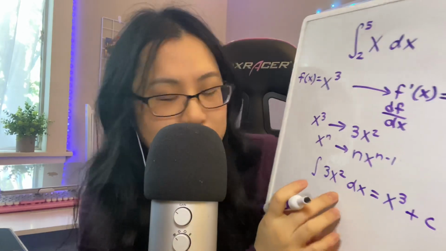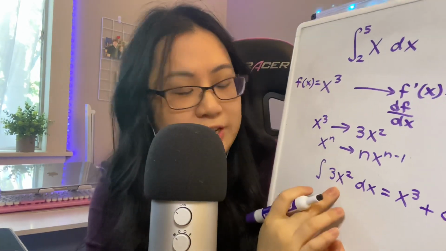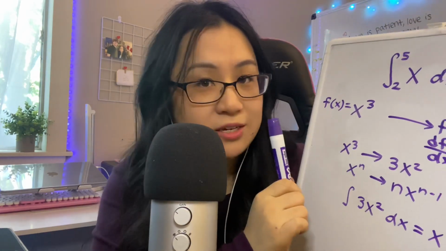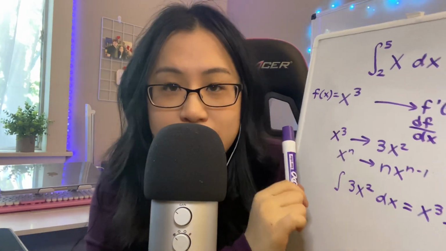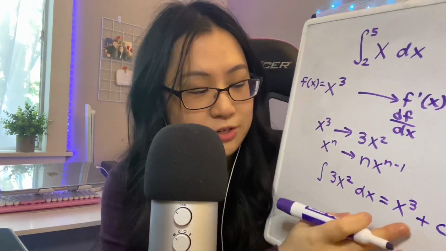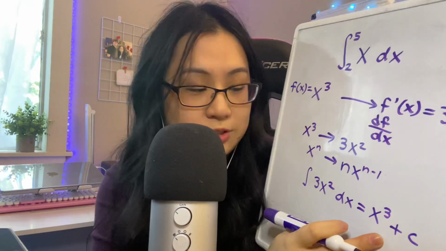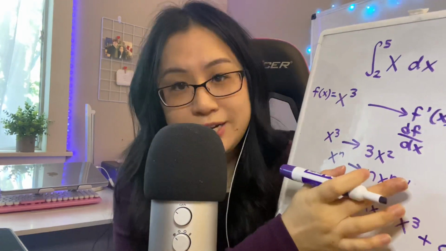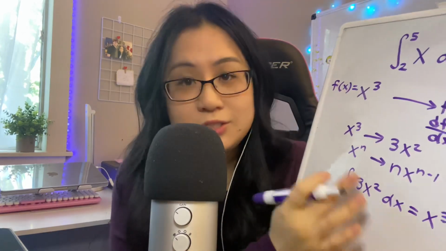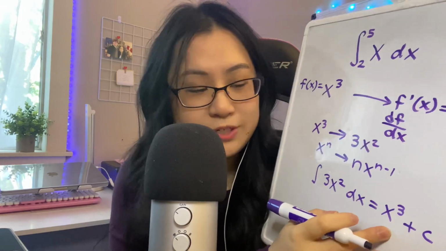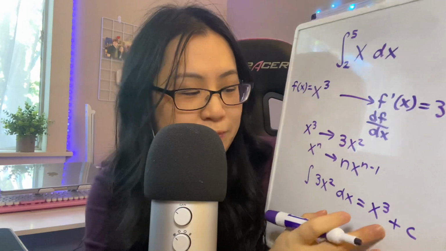But you can notice here, if I say, what is the integral of 3x squared? What I'm thinking is the derivative of what gives me 3x squared. That's what the integral is equal to. So if the derivative of x cubed is 3x squared, then the integral of 3x squared is x cubed. And then I need a plus c. So we'll get into that a little bit here too.